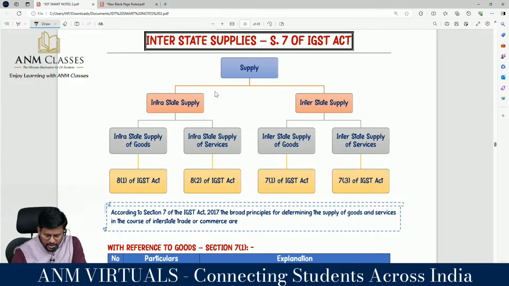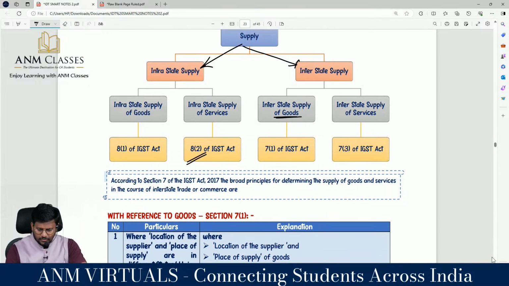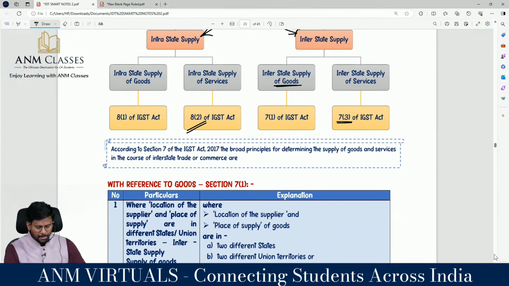How many categories? 2 categories. Number 1, interstate supply. Intrastate supply of goods is said in section 8.1 of the Act, whereas intrastate supply of services is in 8.2. Interstate supply of goods is said in section 7.1, and interstate supply of services is said in section 7.3 of the Act.